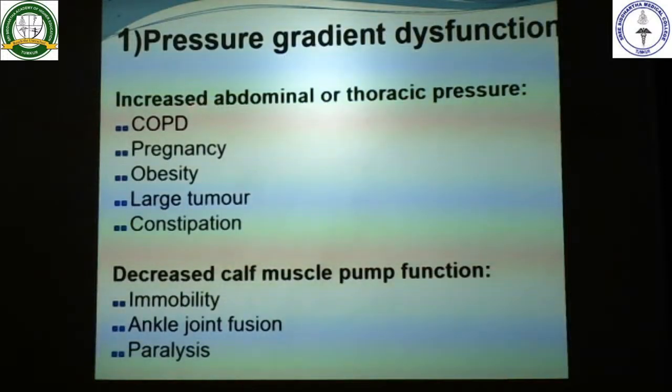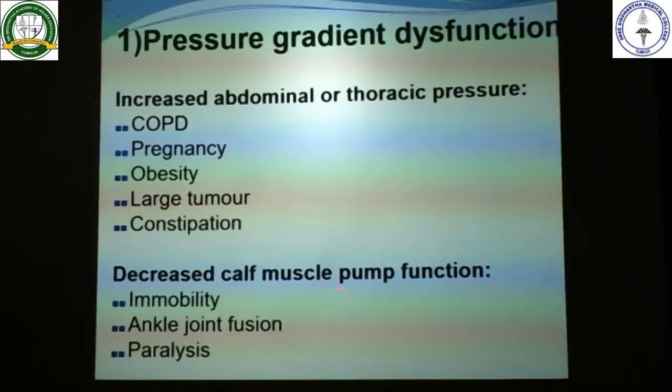The venous system pressure always varies, depending on increased abdominal or thoracic pressure or decreased calf muscle function. Some of the causes for increased abdominal or thoracic pressure are COPD, pregnancy, obesity, large tumors in the pelvis or abdomen, or even constipation. These are some of the causes where increased abdominal or thoracic pressure occurs.